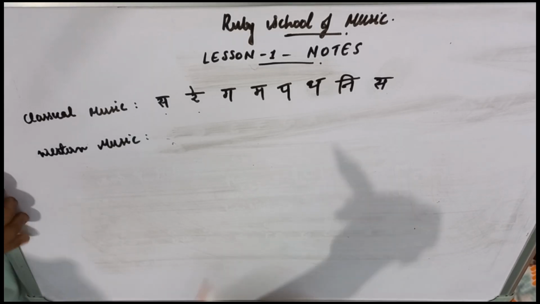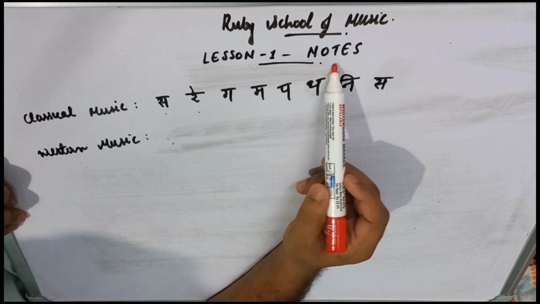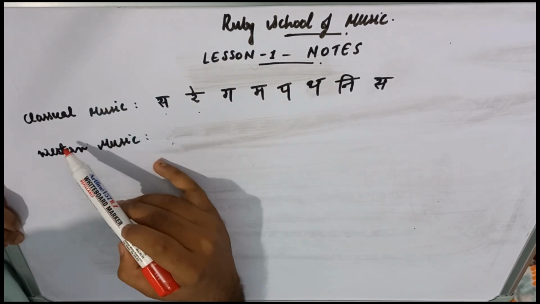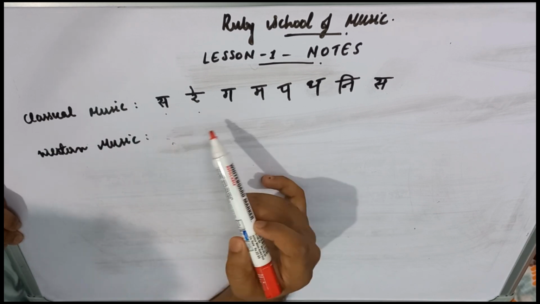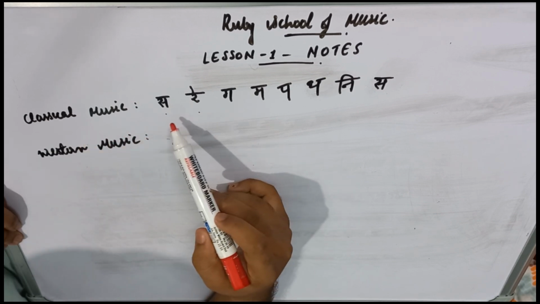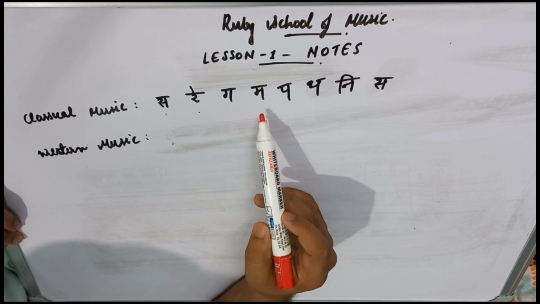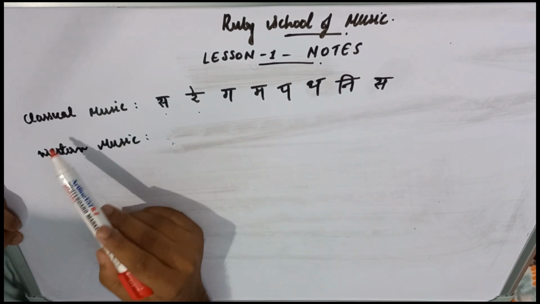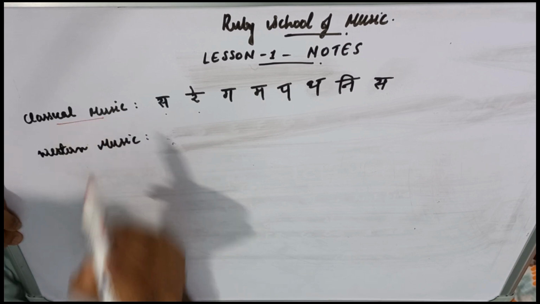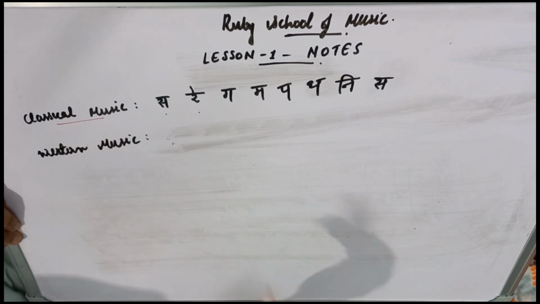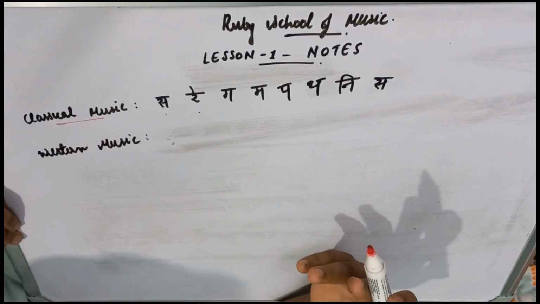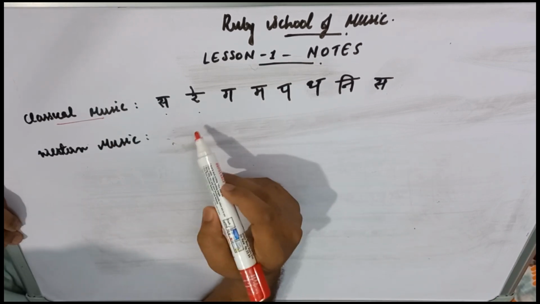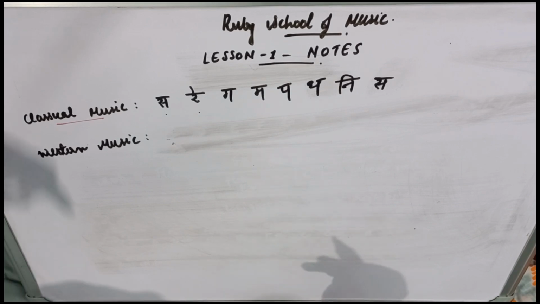So today we're going to learn our first lesson, that is notes. Now everybody, even a small kid, knows about the main notes of music, that is sa re ga ma pa dha ni sa. This is the classical form of music. Now, while learning guitar, we adopt a Western style. So for that, we will convert these notes that are written in Hindi to an English version.